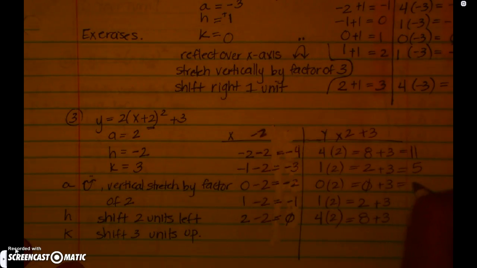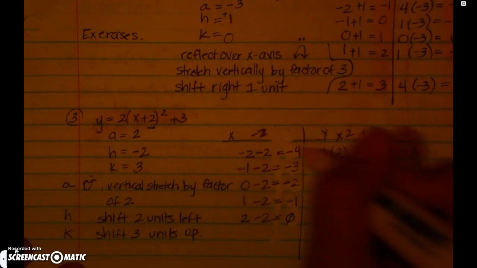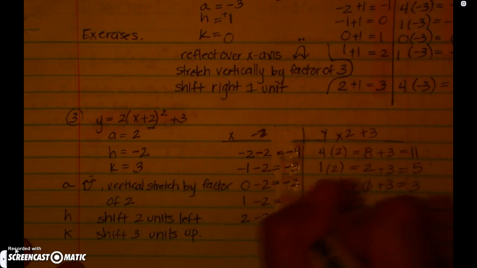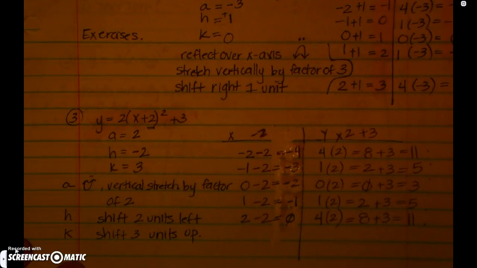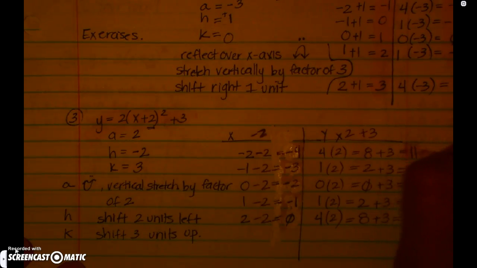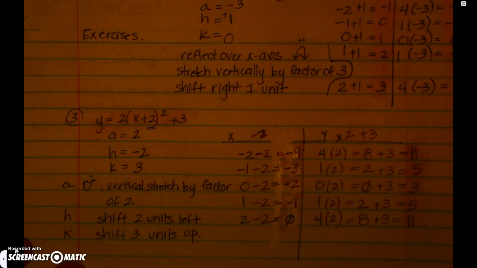2 plus 3 is 5, 0 plus 3 is 3, 2 plus 3 is 5, and 8 plus 3 is 11. If you notice, the values repeat. So your x values for this function are going to be -4, -3, -2, -1, and 0. And your y values are going to be 11, 5, 3, 5, and 11. So you're going to plot these ordered pairs. You're going to plot these addresses onto your graph.